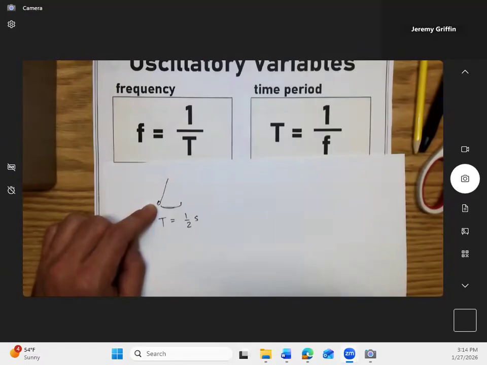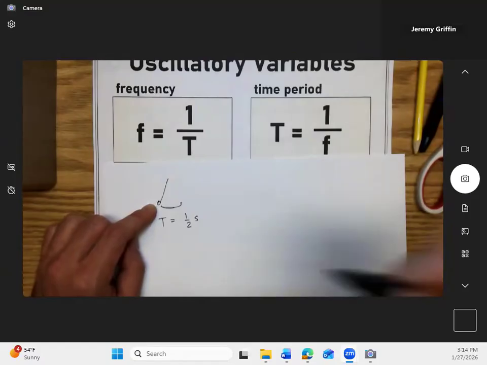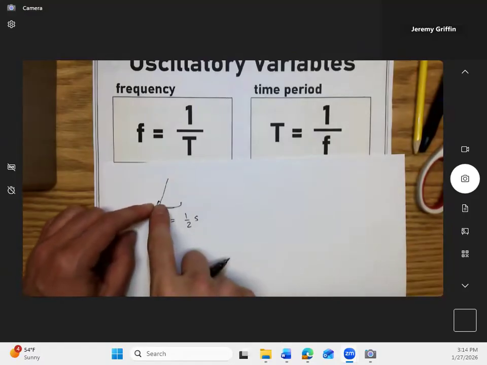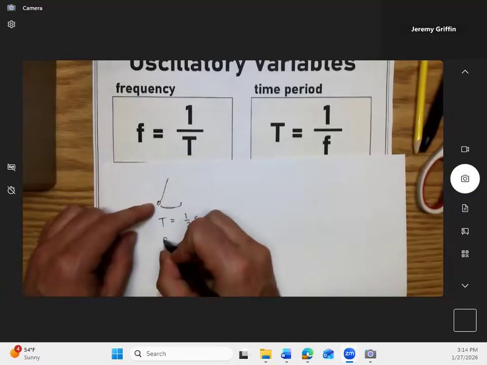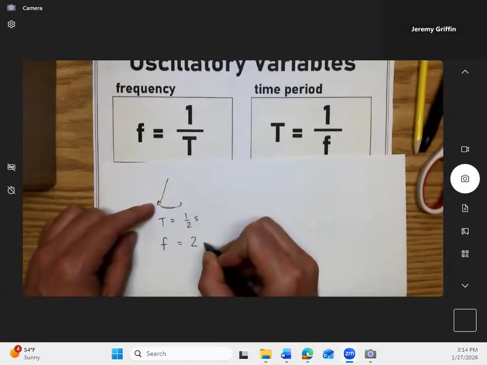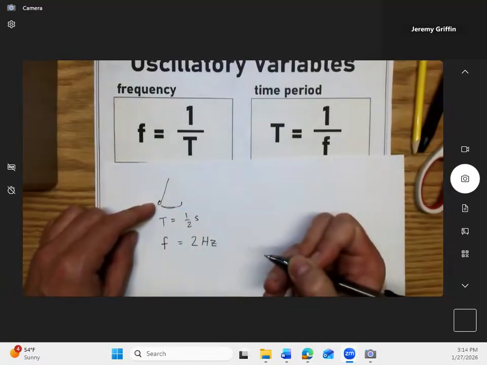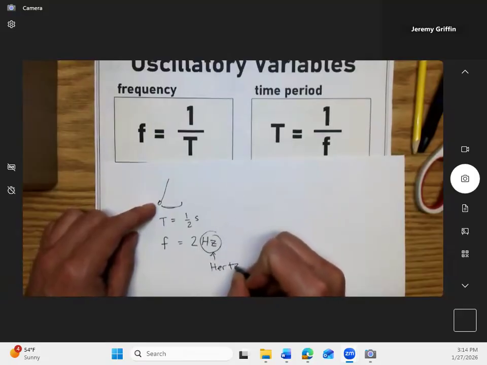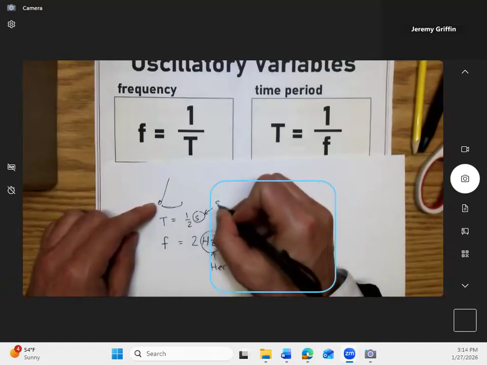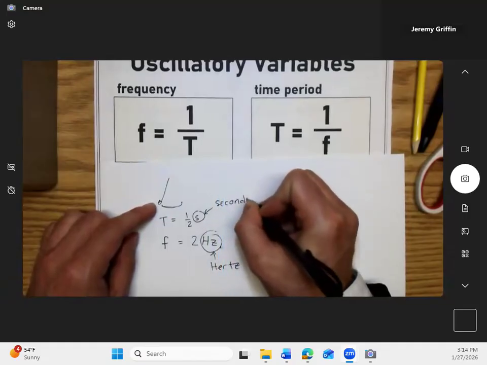Here, guys, I'll say it again. Oh, you're saying two? Yes. If it takes half a second to go from the left side back to the left side, then if it does that twice, that would take a second. Another way to say that is the frequency is equal to 2 hertz. Hertz is s to the minus one, where s, of course, is seconds.